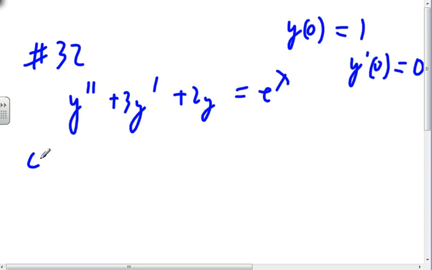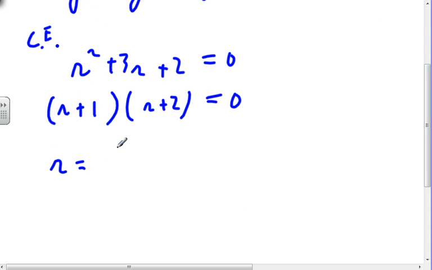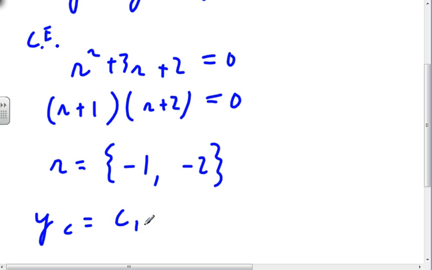Right. I have a characteristic equation of the homogeneous equation: r squared plus 3r plus 2 is equal to 0. That factors: r plus 1, r plus 2. R is equal to, solution set, minus 1, minus 2. Y sub c is going to be c1 e to the minus 2x plus c2 e to the minus x. Notice that I put those in alphabetical order.